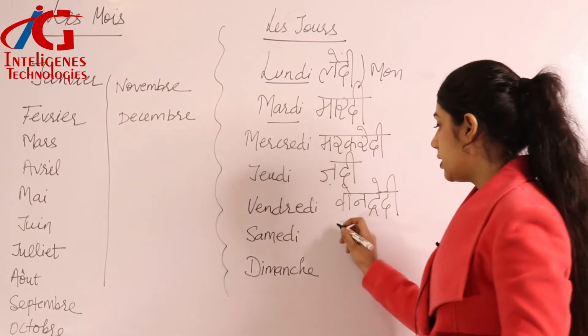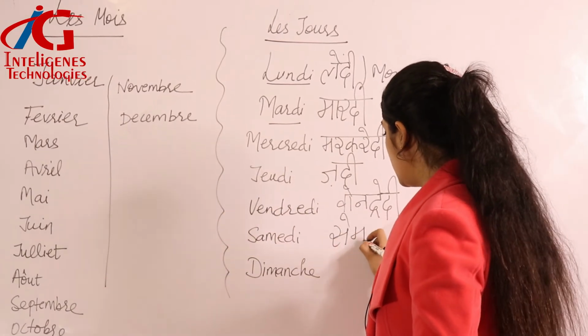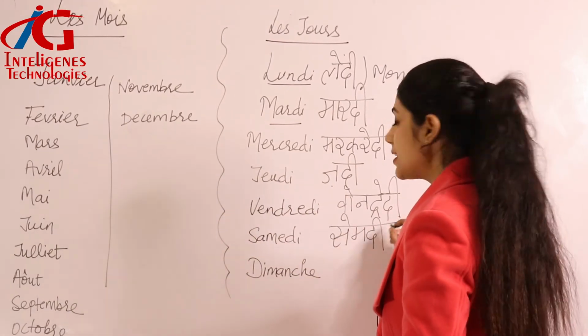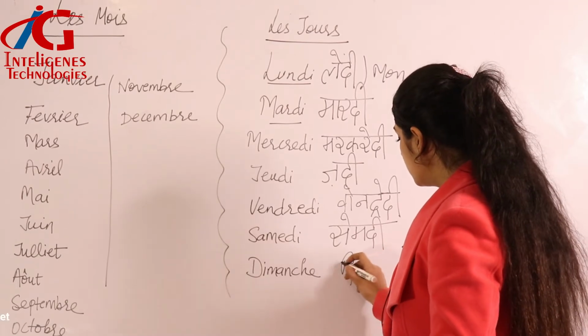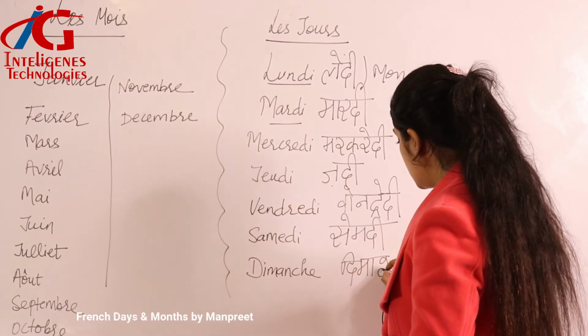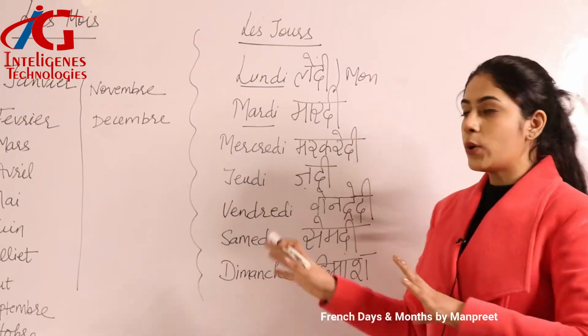vendredi, which is Friday, samedi, which is Saturday, Sunday is dimanche. Let's have a quick view.